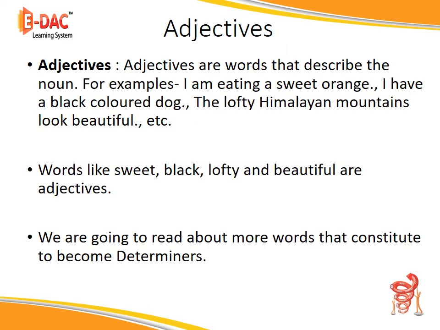Adjectives. Adjectives are words that describe the noun. For example, I'm eating a sweet orange. I have a black colored dog. The lofty Himalayan mountains look beautiful, etc. Words like sweet, black, lofty, beautiful are adjectives. We are going to read about more words that constitute to become determiners.